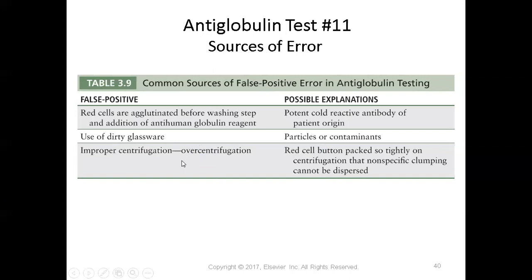And so just to reiterate, when we're centrifuging to read reactions in tube testing, we only centrifuge for 15 seconds, and the centrifuge speed is 3,500 RPMs. And in our student lab, we have specific centrifuges designed for blood bank testing that are already preset to 3,500 RPMs. Okay, so if we centrifuge too long, it could look like a weak false positive.